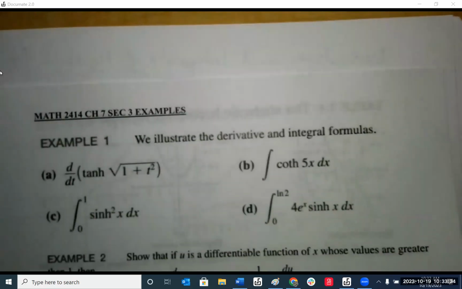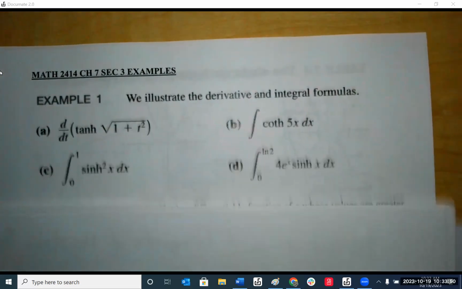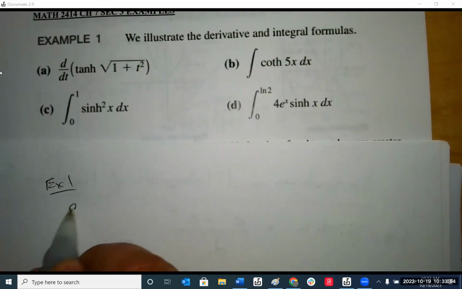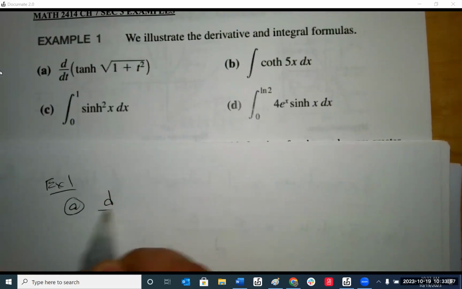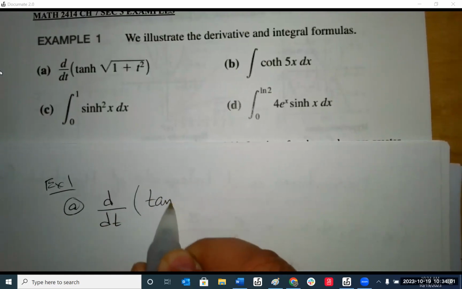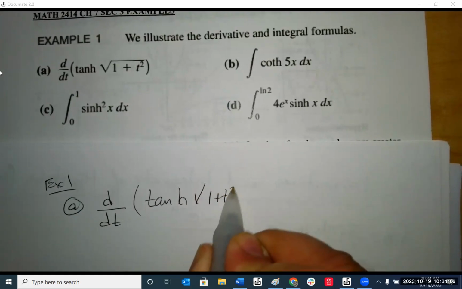Example 1 says, find the derivatives of these 4 functions. Okay, so example 1, A. The derivative with respect to t of hyperbolic tangent of the radical 1 plus t squared.